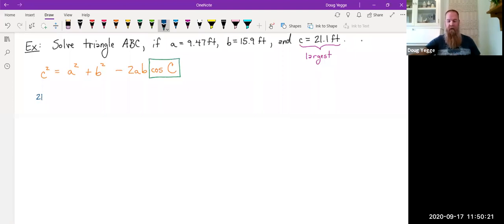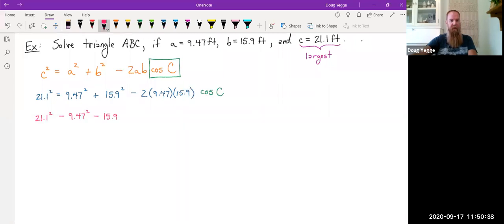So let's just think about how we need to approach this problem. We first of all are going to have to subtract, so we're going to take 21.1 squared. We're going to have to subtract 9.47 squared to the other side. We'll subtract 15.9 squared to the other side. And in order to isolate cosine of C, we'll have to divide by all of that coefficient. So that becomes negative 2 times 9.47 times 15.9.